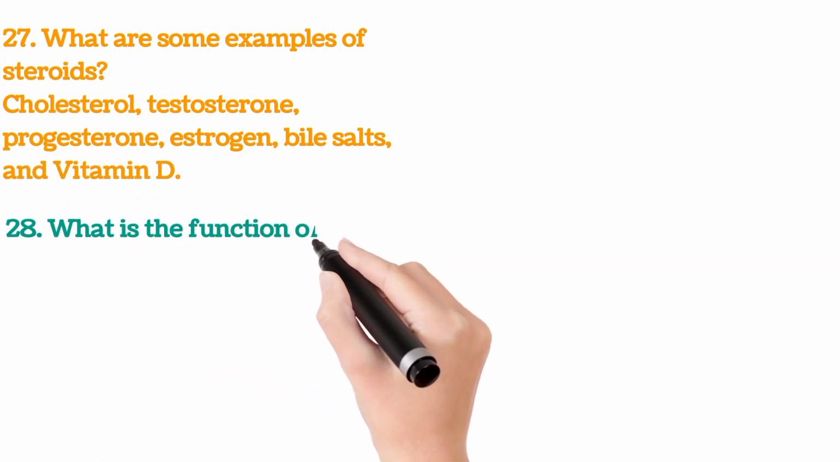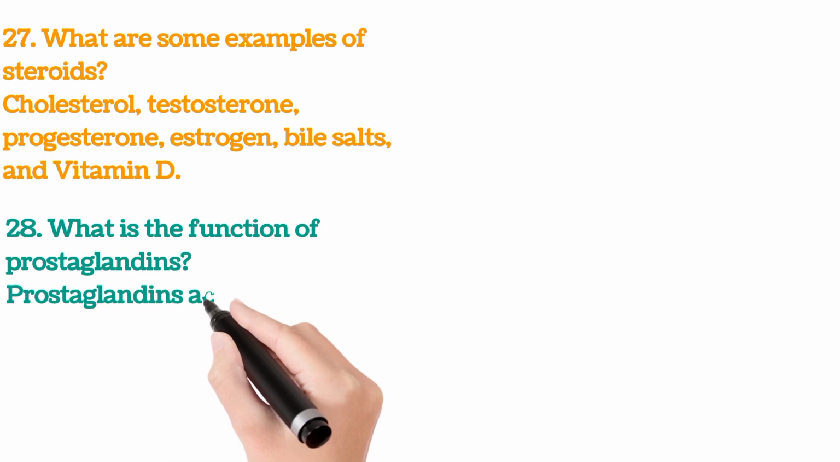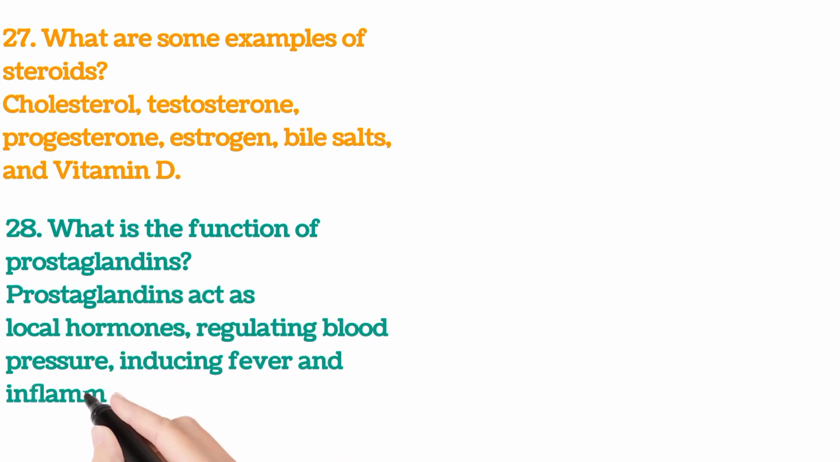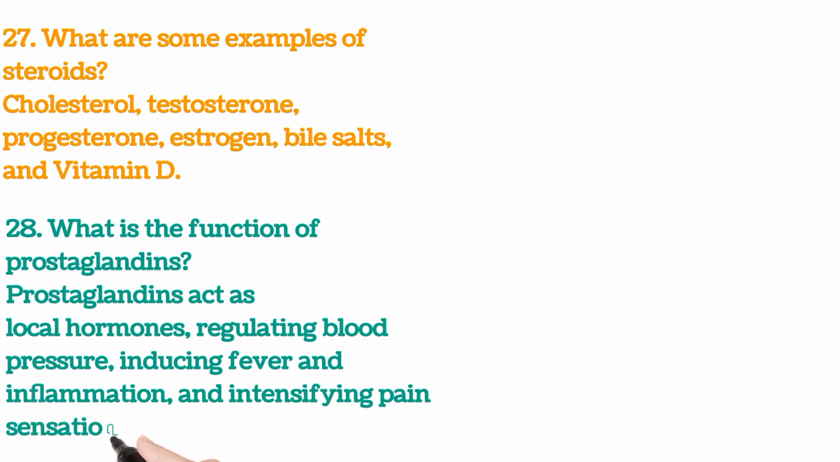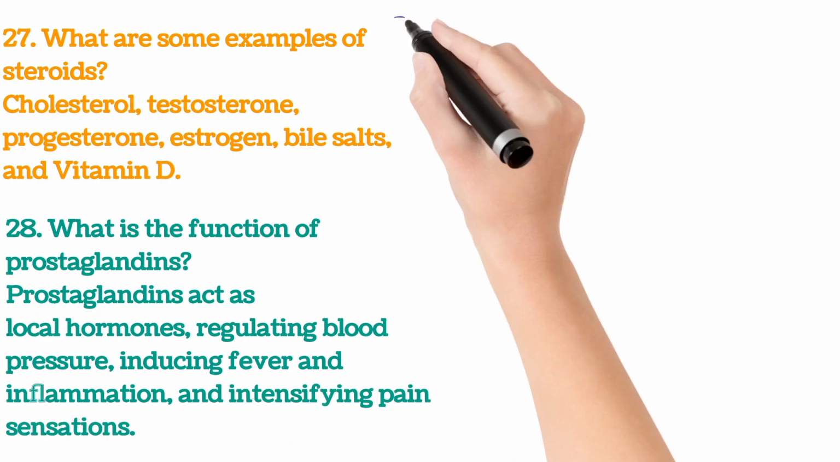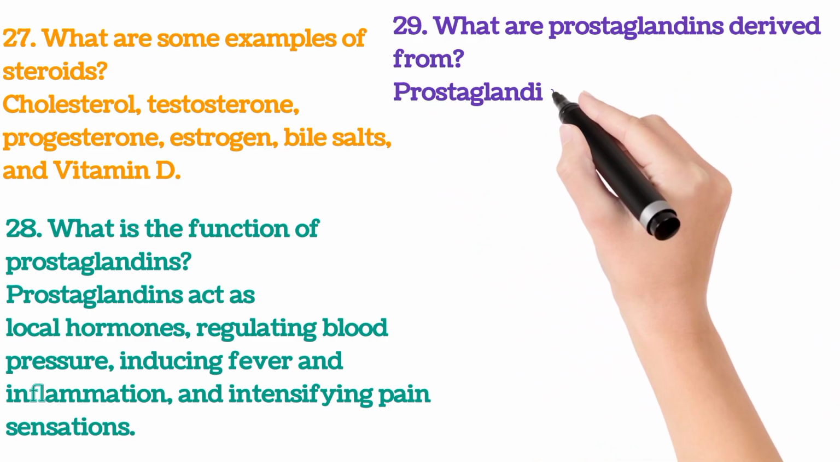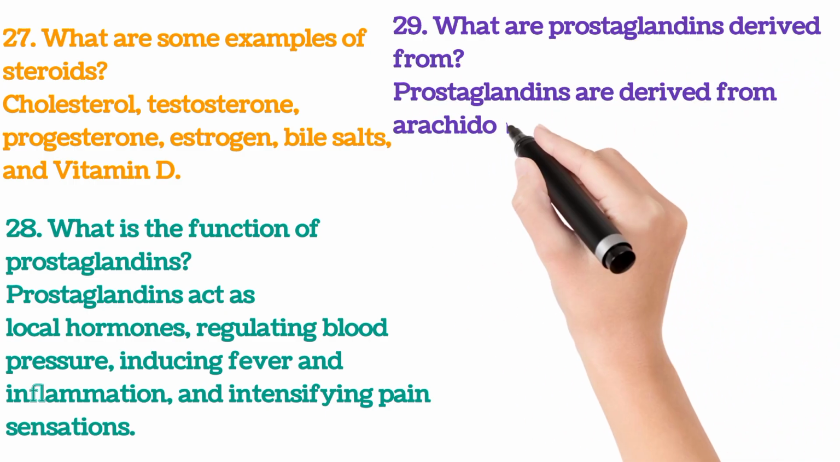28. What is the function of prostaglandins? Prostaglandins act as local hormones, regulating blood pressure, inducing fever and inflammation, and intensifying pain sensations. 29. What are prostaglandins derived from? Prostaglandins are derived from arachidonic acid.